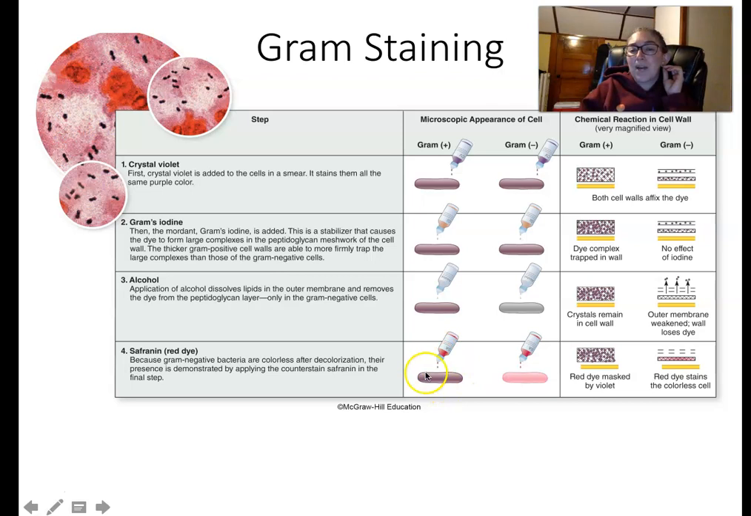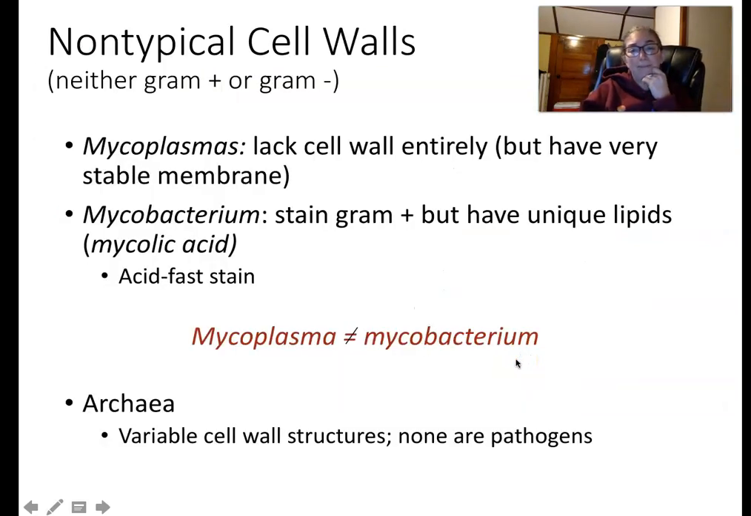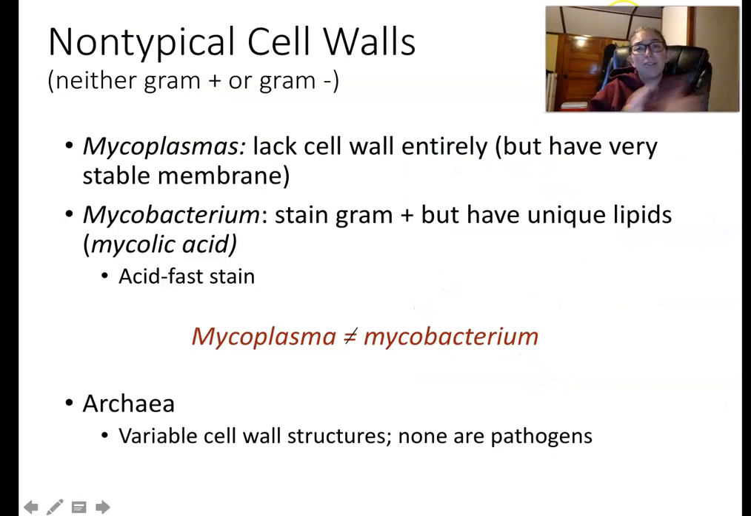So gram-positive cells appear like dark purple blue, and the gram-negative cells appear pink or red. So most cells do fall into that gram-positive or gram-negative category, but there are other cells that have atypical cell walls or no cell walls.